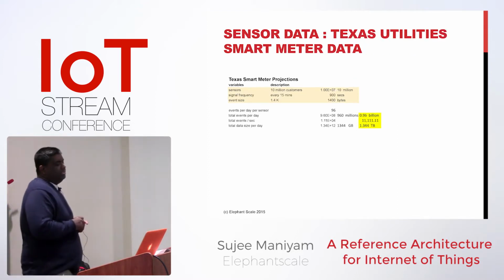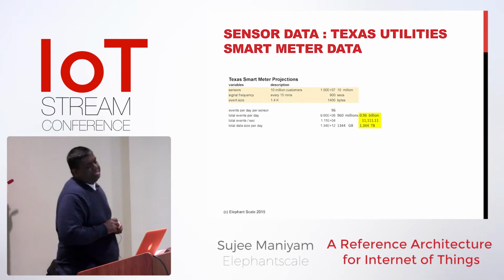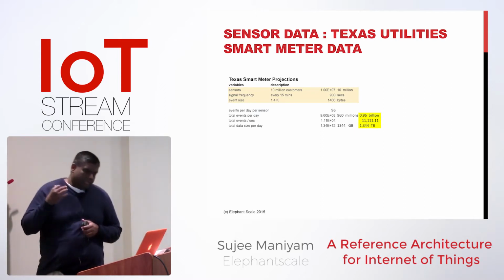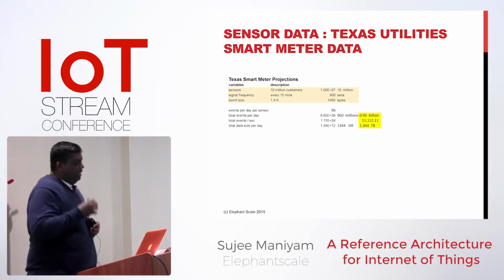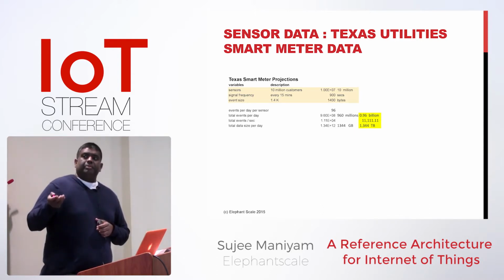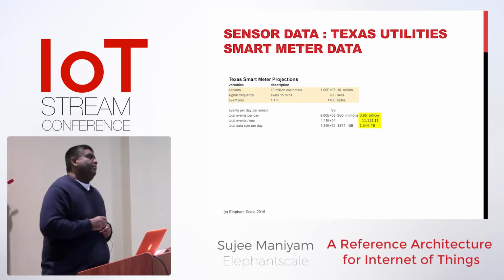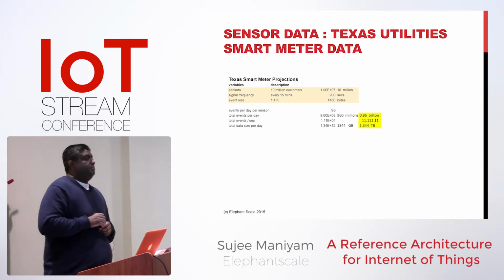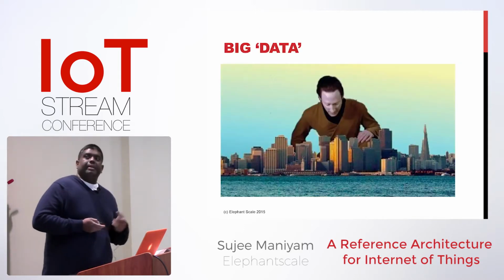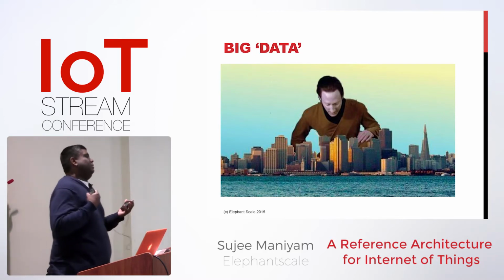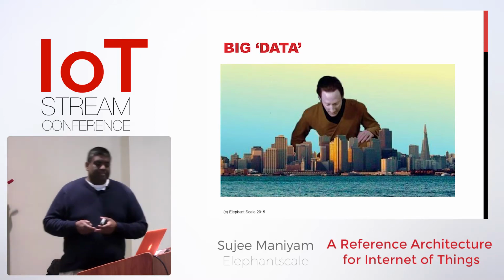And here is a similar data set from Texas utilities. They have smart meters which report every 15 minutes. The data size is about 4K. And they get the same numbers: very close to 1 billion events per day, about 1.5 terabytes a day. Now this, by any definition, is big data, isn't it? These are sizes we don't usually deal with.